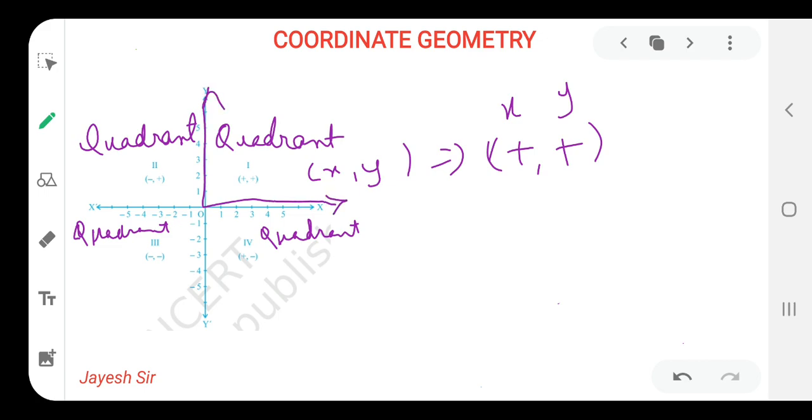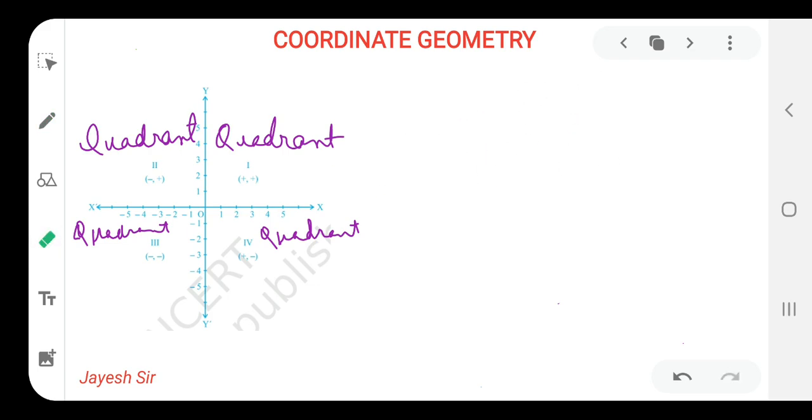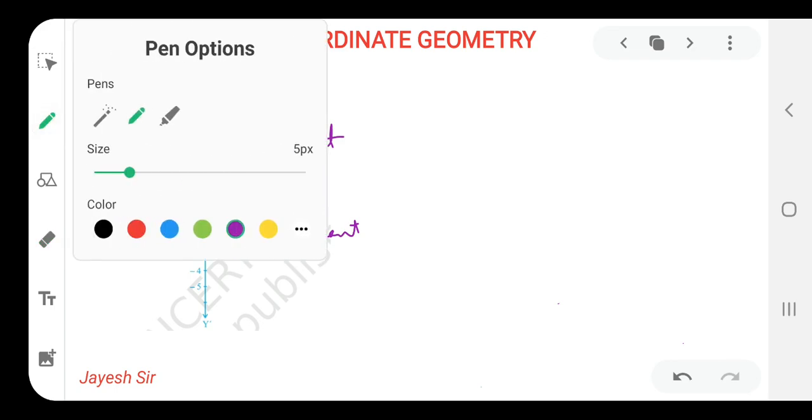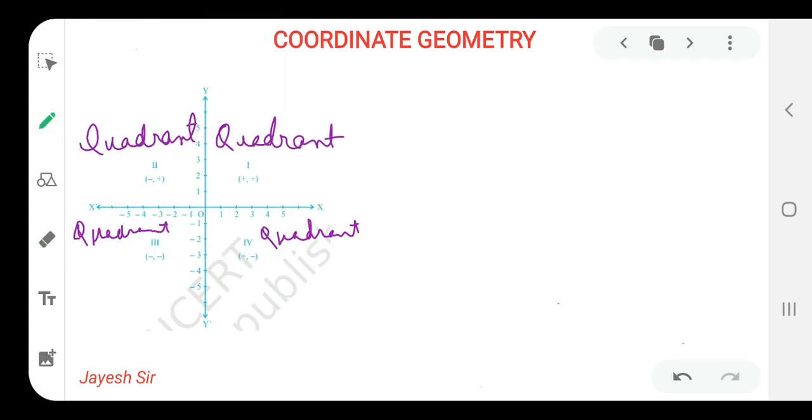Yes friends, I hope you all are getting that here the values of x and y are both positive, that's why it is written plus plus over here, so that you can understand it properly and get your concept clear. Similarly, let us move to quadrant 2 so that we can understand it properly.